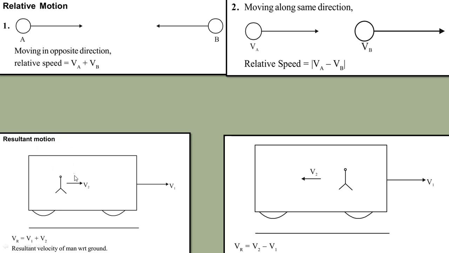So here the resultant motion with V1 and V2 in opposite directions: VR is equal to V2 minus V1. The resultant velocity of the man with respect to the ground is VR equal to V1 plus V2.